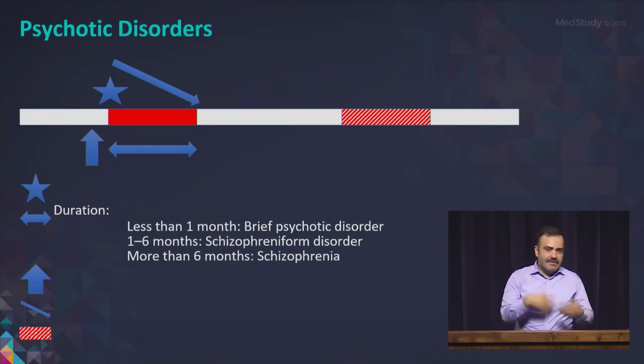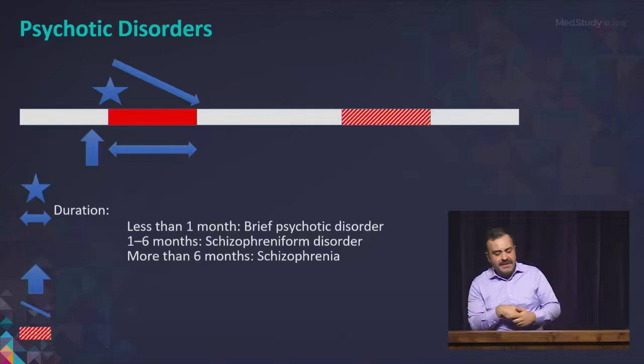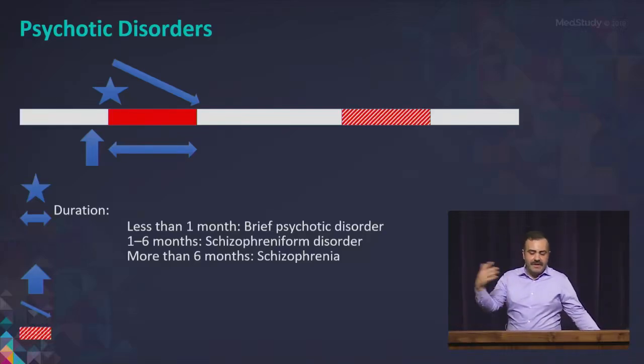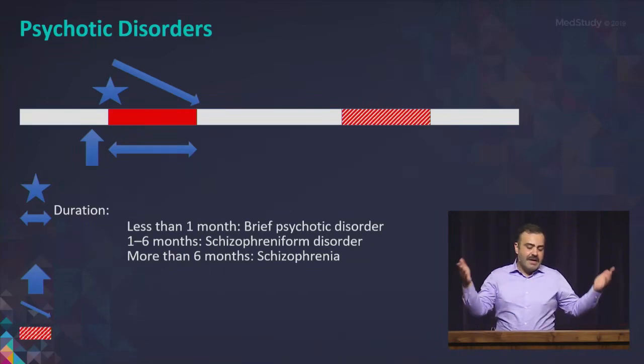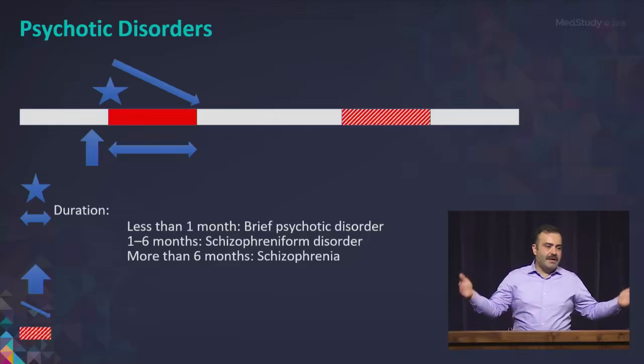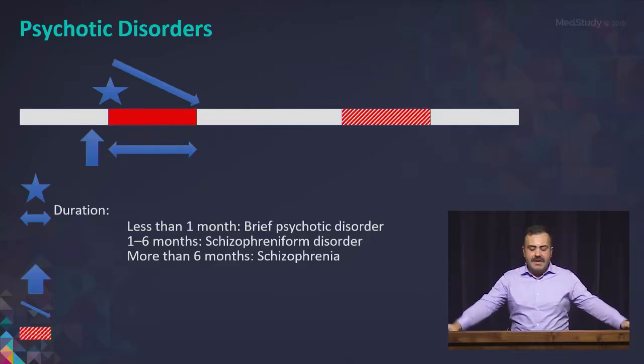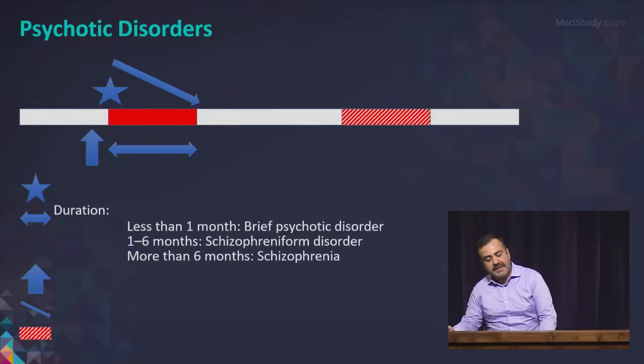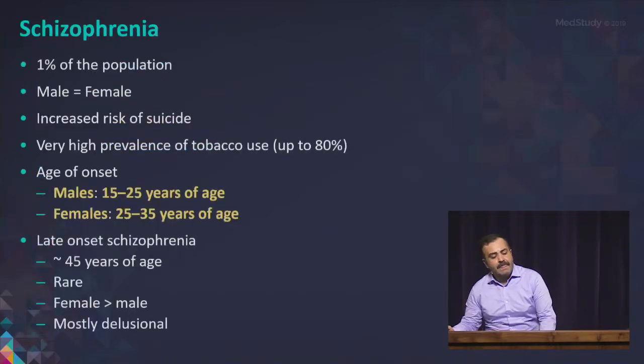I get questions a lot from internists: what's the difference between brief psychotic disorder versus schizophreniform versus schizophrenia? It is the duration of the psychotic symptoms. In a brief psychotic or acute psychotic disorder, it is less than 1 month. If it is 1 to 6 months, we call it schizophreniform. And if the patient is experiencing psychotic features and psychotic symptoms more than 6 months, it is schizophrenia.